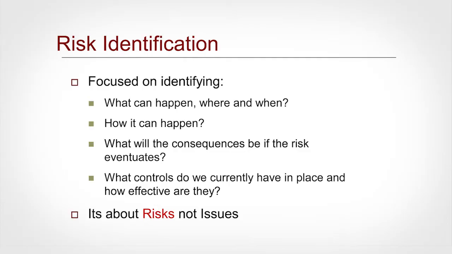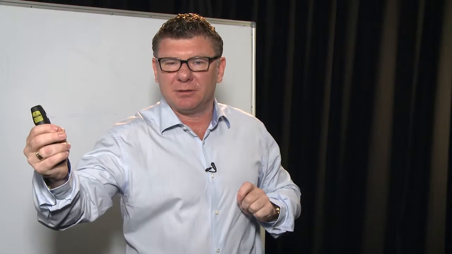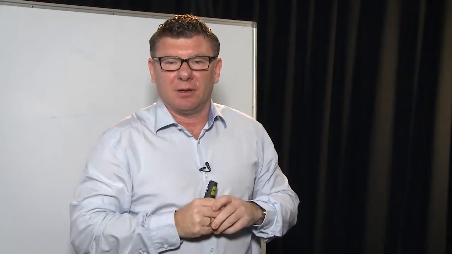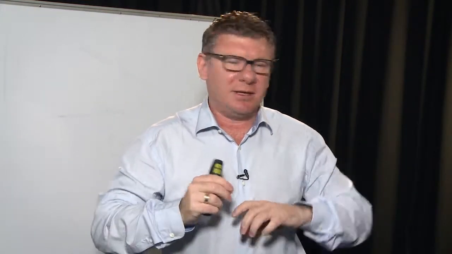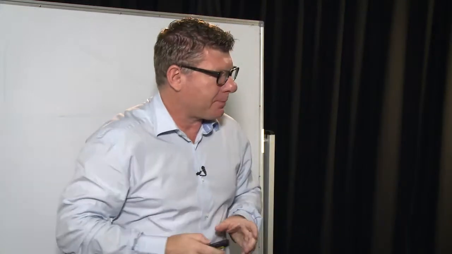So it's focused on identifying what can happen, where and when, how it can happen, what the consequences will be if the risk does occur, what controls we currently have in place and how effective are they? And I must tell you right now that we're going to talk about controls, and I'll give you the pre-soapbox warning for that. We need to also understand and remember it's about risks and not issues. These are things where there's a chance that it might happen, but there's also a chance that it might not happen. An issue, as we talked about in session 1, is something that has already occurred. The incident has already taken place.